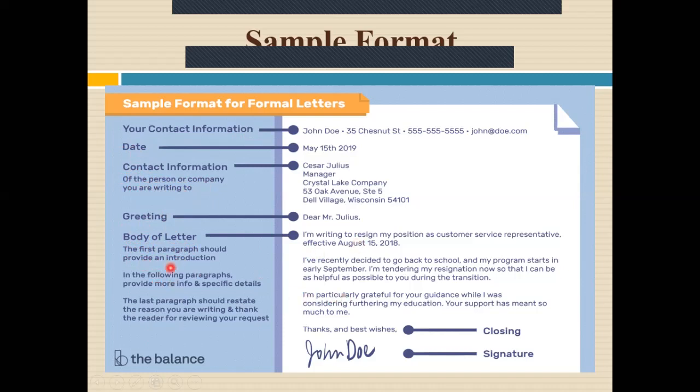The first paragraph should provide the introduction. The second paragraph provides more information and specific detailing, and the last paragraph should restate the reason you are writing and thank the reader for reviewing your request. Last but not least, you will close your letter by writing some closing remarks like thanks and best wishes. At the end, you will write your name and sign the letter.